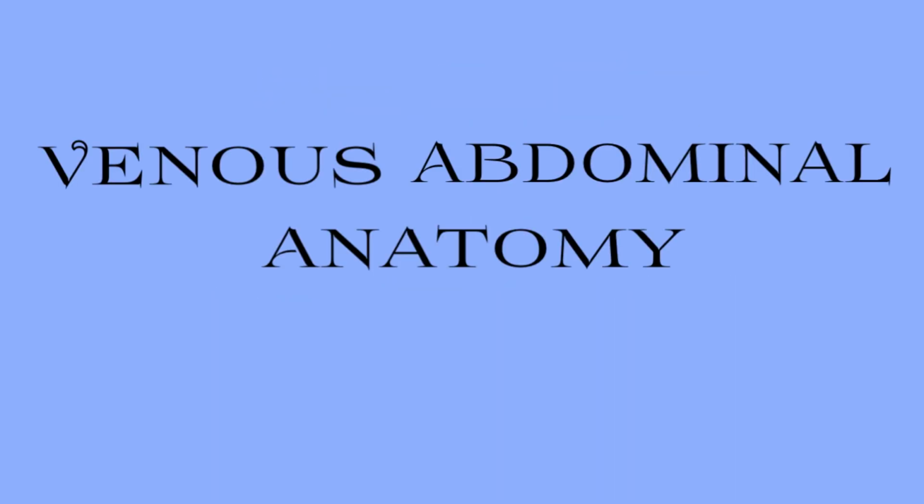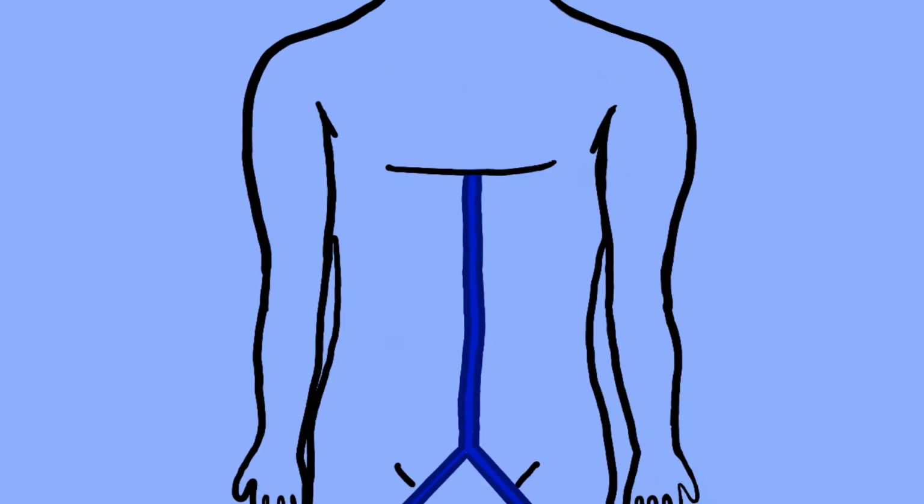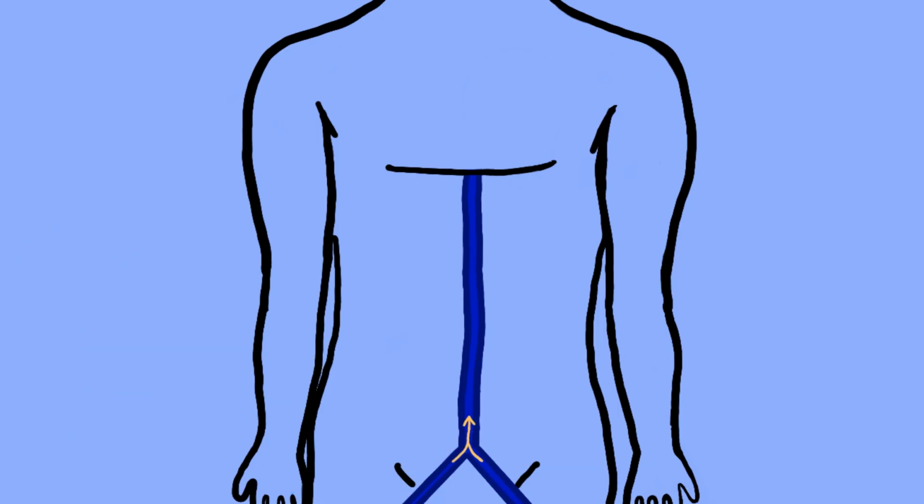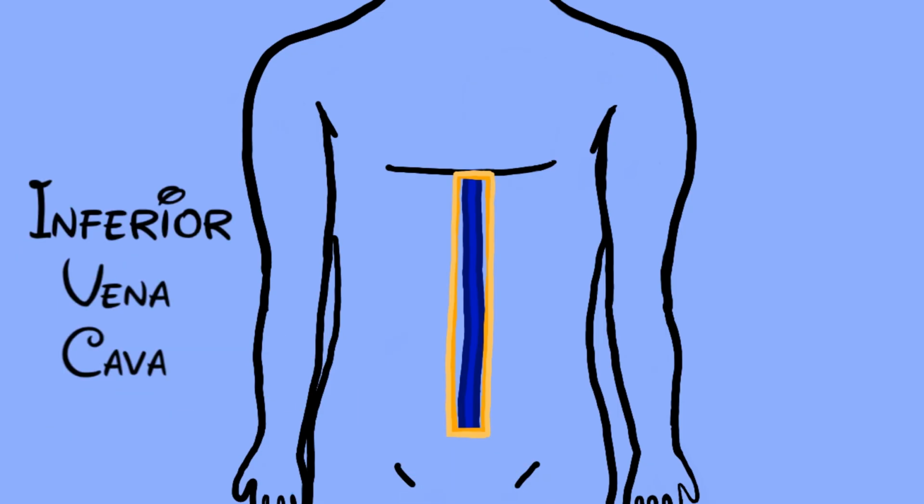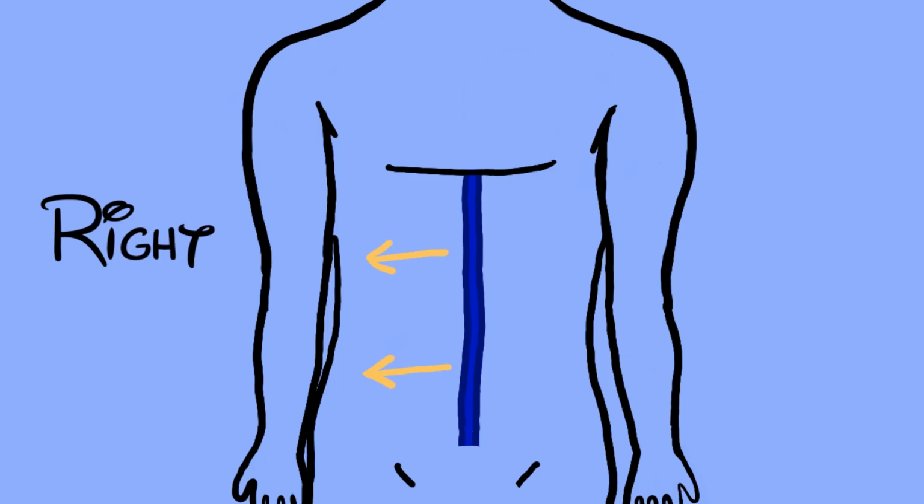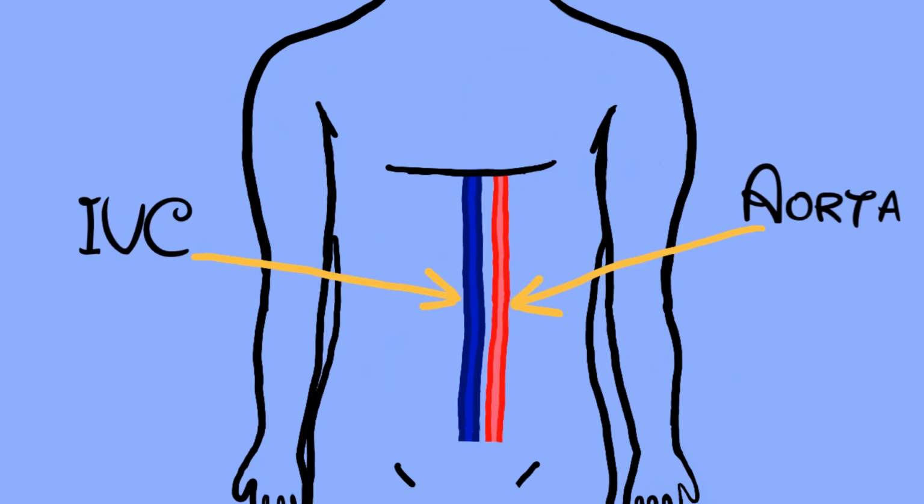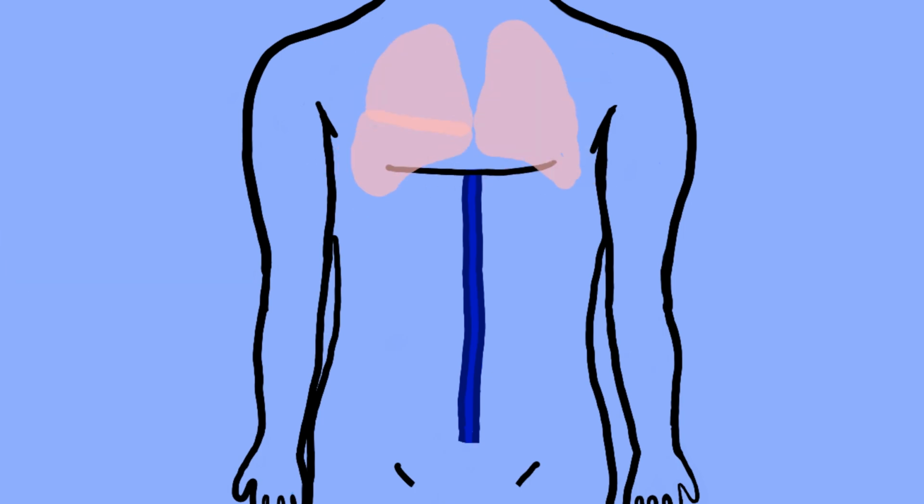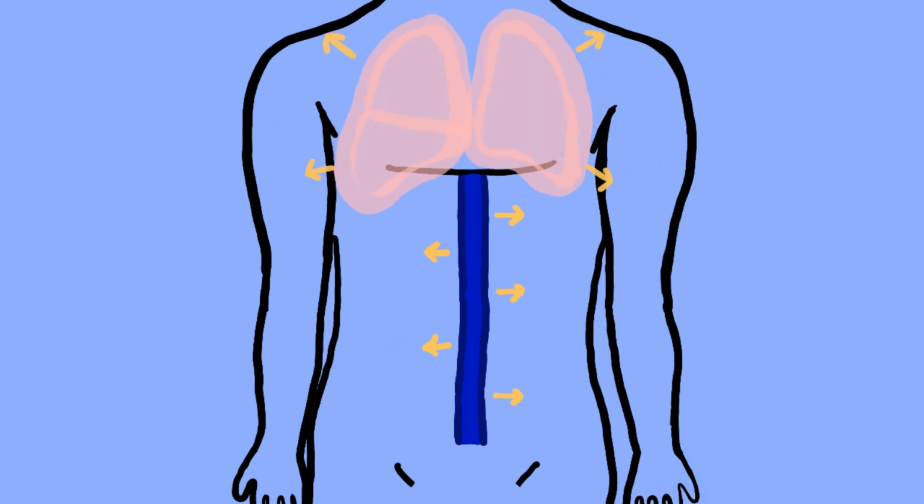Venous abdominal anatomy, or the abdomen veins. Coming up from where we started at the lower extremities, we'll start at the right and left common iliac veins. These veins empty into the inferior vena cava, or IVC, which is the biggest vein in the body. It travels up the middle of the abdomen on the right side when compared to the aorta, to just below the diaphragm. Pressure changes from breathing change the IVC's size, altering blood flow.